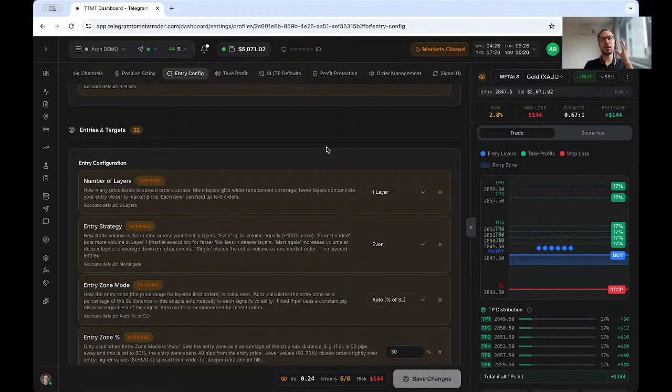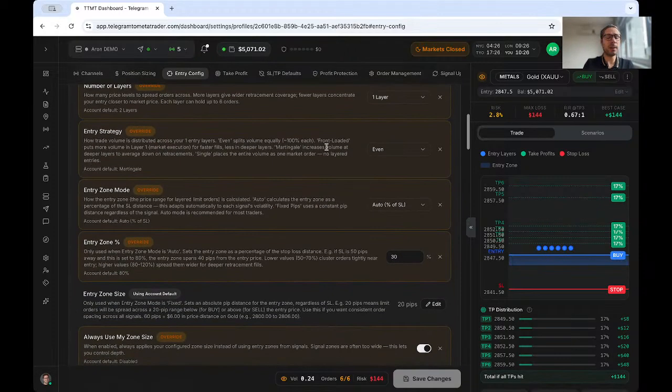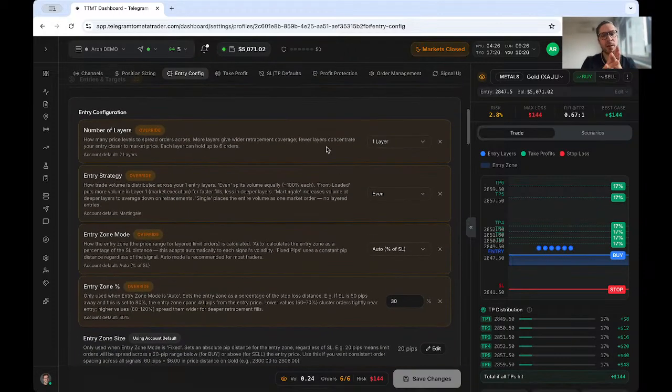Reasons: some signal channels are sending layered entries, some signal channels are sending just a single entry. You want to size more on a specific channel's trades and size less on some other channel's trades. There are TTMT users who are experimenting with dozens of signal provider channels and also dozens of config profiles. These are technically trading strategies, and I want to underline one thing here. TTMT is a very powerful tool, but it's not an autopilot tool.